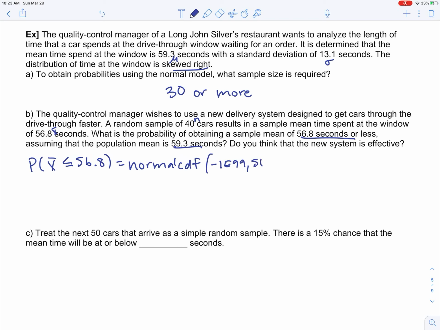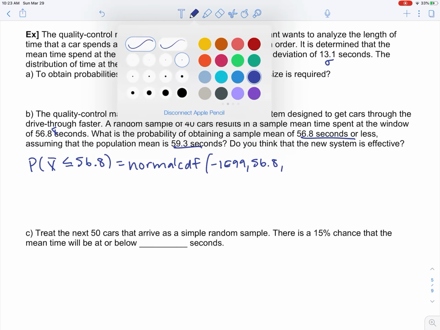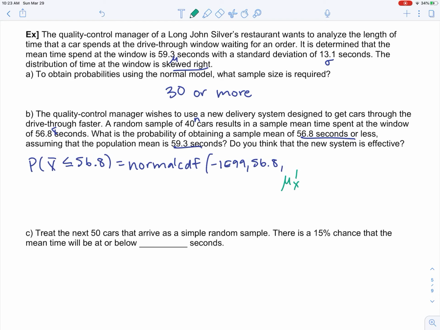We have a less than here, so the lower bound is negative 1E99 and the upper bound is 56.8. The mean, which would be mu sub X bar, and the standard deviation, which would be sigma sub X bar, need to be computed for a sample of size 40. The mean will not change. The mean will still be 59.3, which is the population mean. The standard deviation, however, will be the population standard deviation divided by the square root of the sample size. So that always has to be computed for a sample of the given size. So let's put this in a calculator.